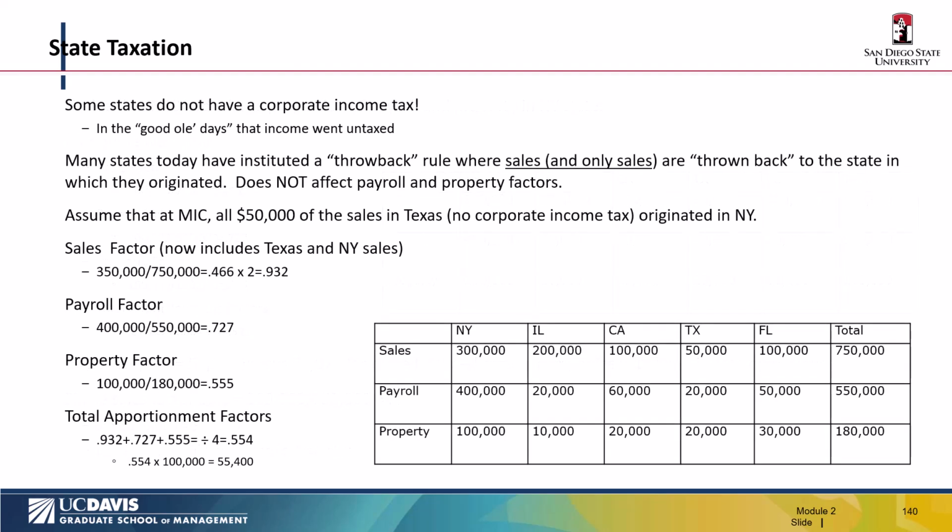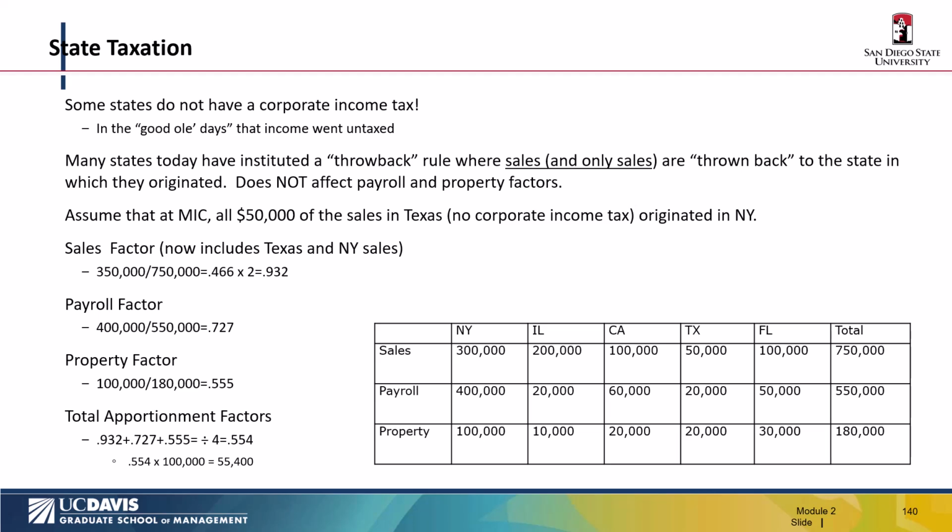So some states don't have a corporate income tax. And in the good old days, that went untaxed. But many states have instituted what they call the throwback rule. And the throwback rule only applies to the sales factor. It's where sales, and only sales, not the other items, are thrown back to the state in which the sale originated. So it does not affect payroll and property.